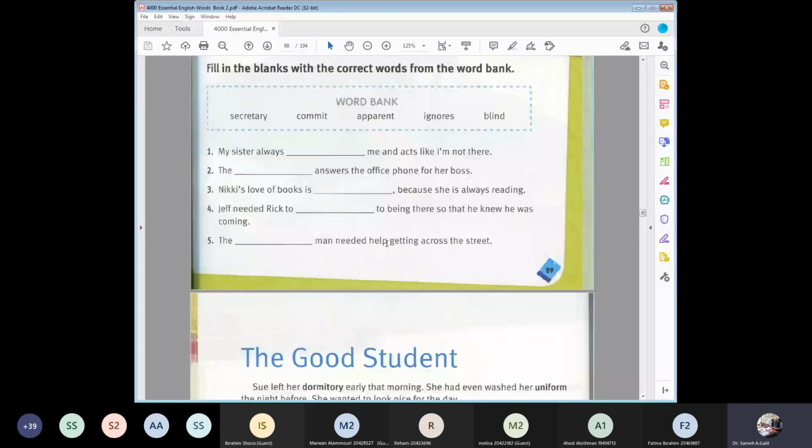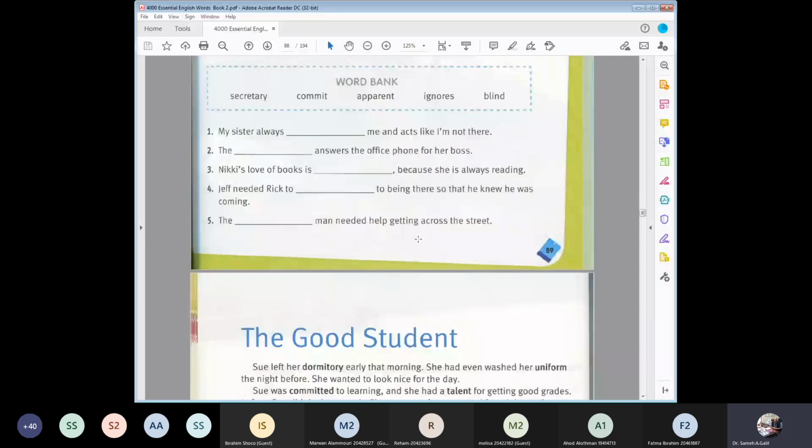Here, Dr. Marwan. Okay, Dr. Marwan, go ahead. Nikki's love of books is blind because she's always reading. Are you sure? Yeah, poetically, in a perfect world, it could work. Yes, it's interesting. I like it. But what also can work is the word apparent. Yes, very good. Thank you. So Nikki's love of books is apparent because she is always reading.